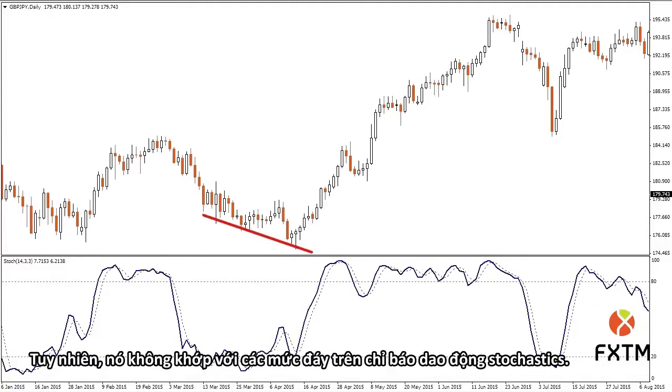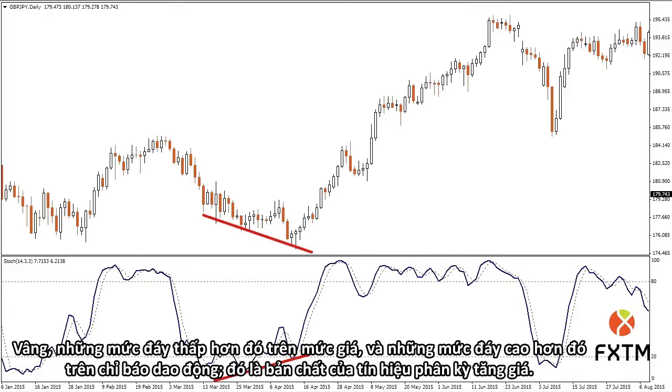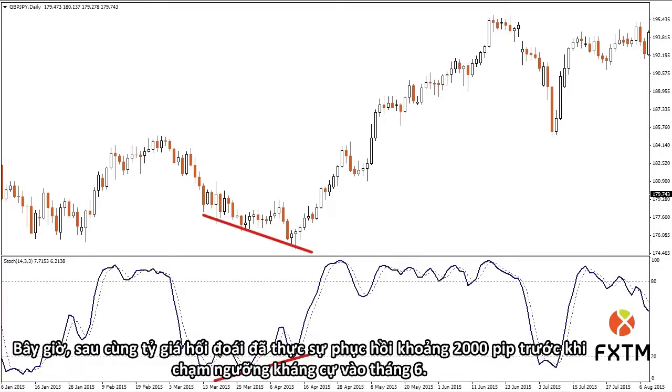However, that was not matched by the bottoms on the stochastics oscillator. So as you can see here, the oscillator was actually forming higher lows. Well, those lower lows on the price and those higher lows on the oscillator, that's the nature of a bullish divergence. Now eventually, the exchange rate actually rallied about 2,000 pips before reaching resistance in June.